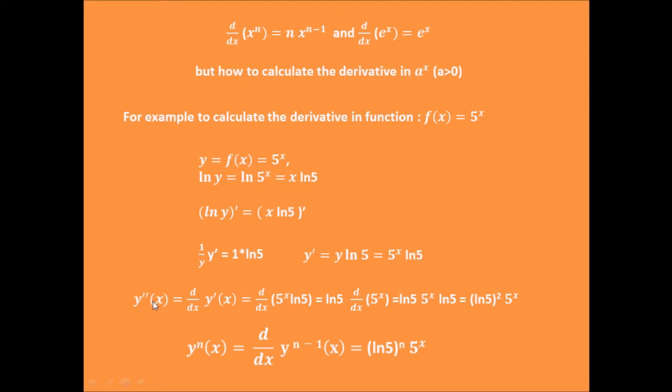For the second derivative, which is the derivative of the first derivative function, the first derivative function is 5^x times ln 5. So the derivative equals ln 5 times the derivative of 5^x, which equals (ln 5)^2 times 5^x. Similarly, we can make a reasonable assumption that the nth order derivative equals (ln 5)^n times 5^x.